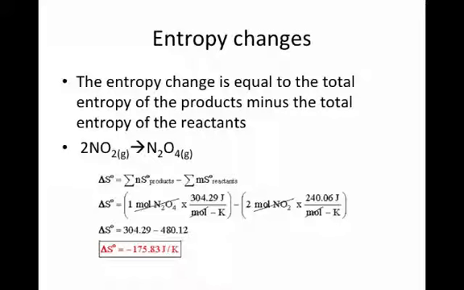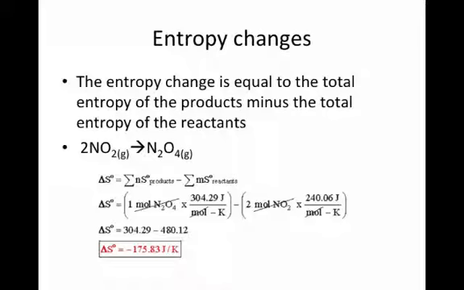So in this reaction we have 1 mole of N2O4 in the products, so we do 1 mole times 304.29 joules per mole per Kelvin, which is the entropy of N2O4. And we subtract from that 2, because we have 2 moles of NO2, times 240, which is the entropy of 1 mole of nitrogen dioxide. Subtract those from each other and we find that we've got a negative entropy change, as you would expect, going from 2 moles of gas to 1 mole of gas.